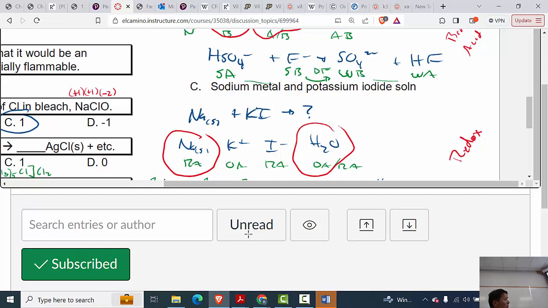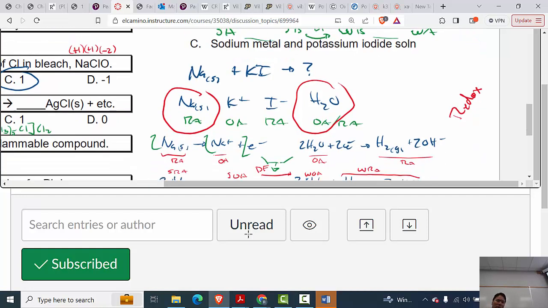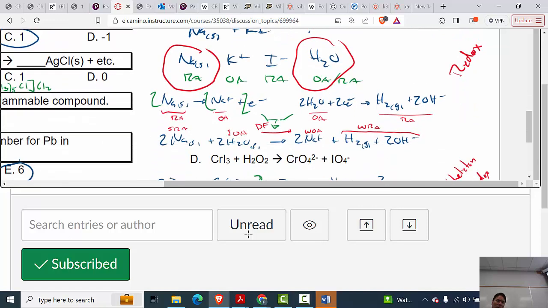Next one looks like a single replacement reaction. Some people did single replacement, but you have to be careful. If you do this as a single replacement reaction, you have to memorize the exceptions. This is one of the exceptions, where water is a solvent. There are more. There are about three basic exceptions in single replacement reactions.